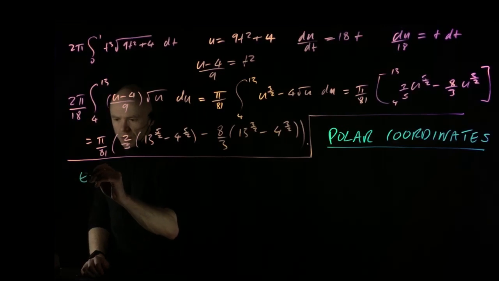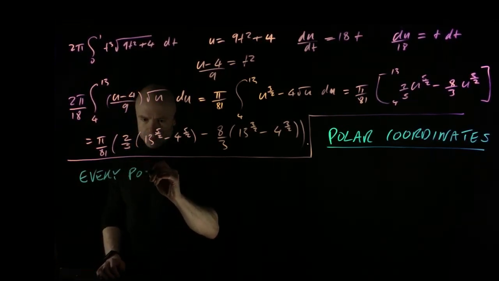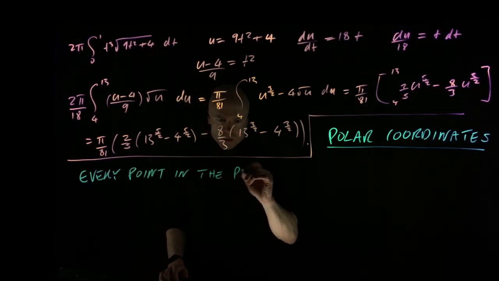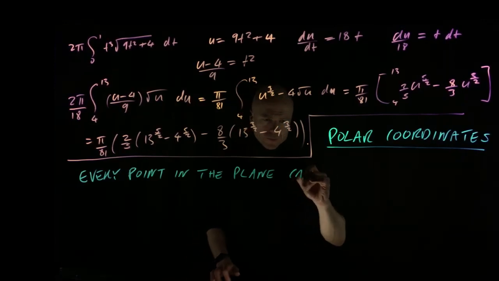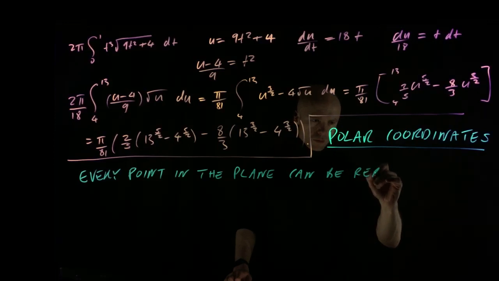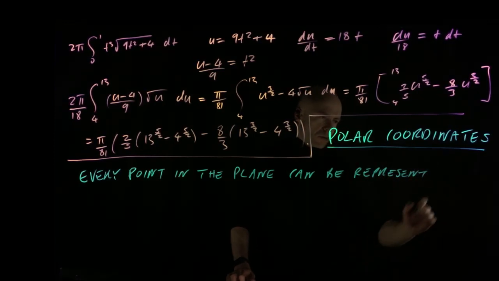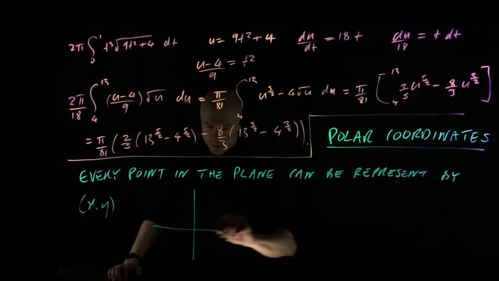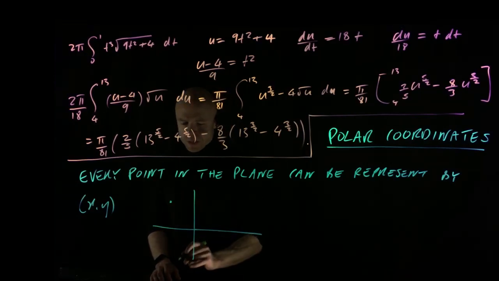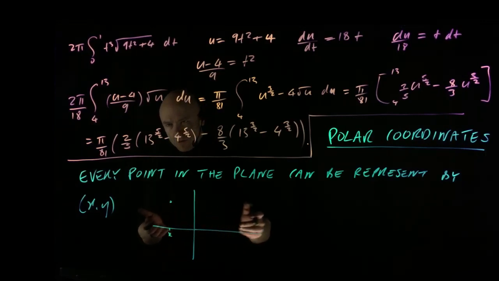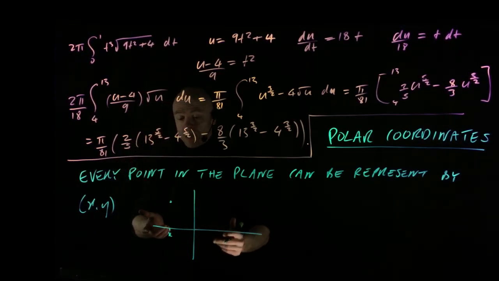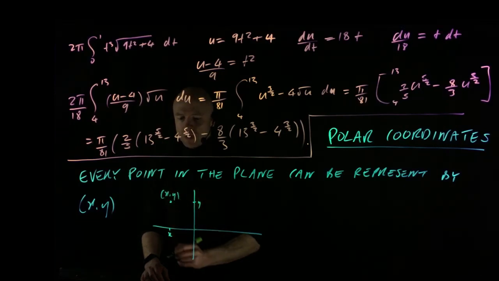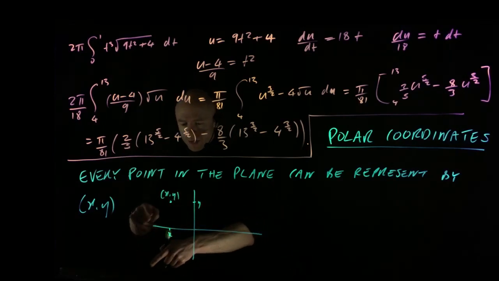So every point in the plane can be represented by two numbers x and y, right? By x, y in the following way. So we take our axis, right? And if the point is here, say, then the x is how far we are along or back along the x-axis, and the y is how far up we are, right? So in this particular case, x is negative and y is positive, but we can find the x and y to describe any point anywhere, right?